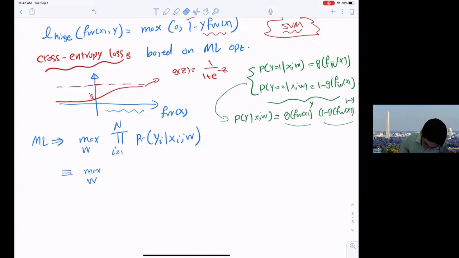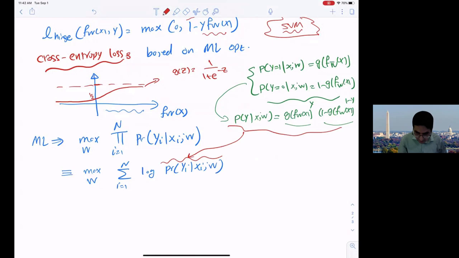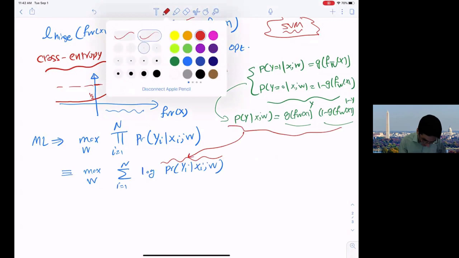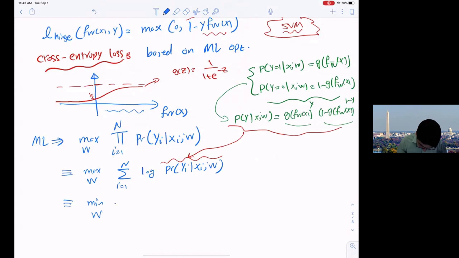So I apply a log function and I get some 1 over n log of probability of yi given xi and w. And I already have a formula for this, so I'm just going to replace it here. So log of this term will be y times log of g fw of x plus 1 minus y times log of 1 minus g fw of x. And I'm going to change this max to a min and put a minus sign. It is basically the same thing. So this will be min over w of minus the sum from 1 to n of y times log of g fw of x plus 1 minus y times log of 1 minus g fw of x. And that's it.